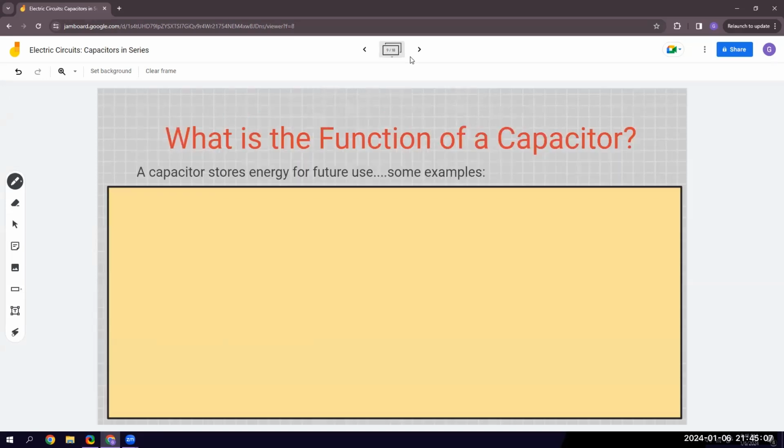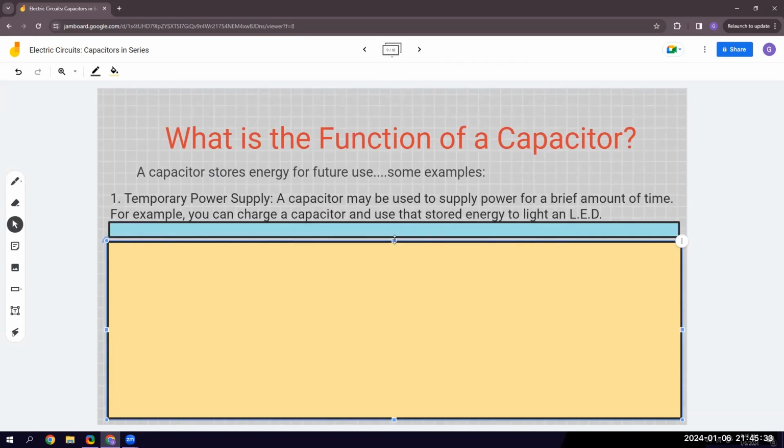So what is the function of a capacitor? How can it be used in a circuit? Well, a capacitor stores energy for future use. Capacitors can be used as a temporary power supply. A capacitor may be used to supply power for a brief amount of time. For example, you can charge a capacitor and use that stored energy to light an LED.